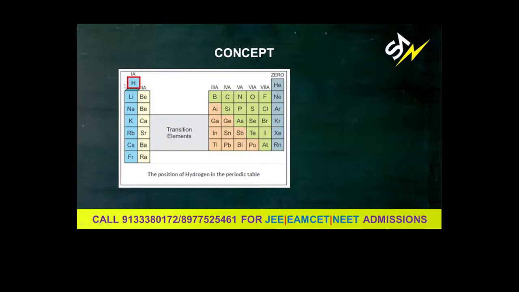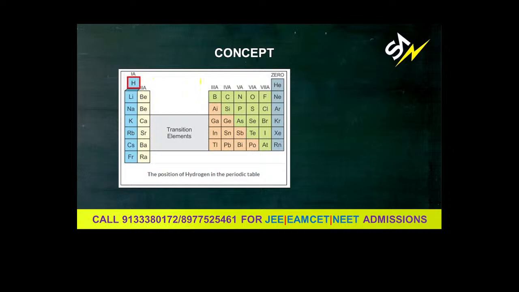So we say hydrogen has similarities with metals like alkali metals. And what about non-metals? With non-metals, the 17th group elements. These are the 17th group elements: fluorine, chlorine, bromine, iodine. And this is the first group, called alkali metals. So what are the alkali metals? Lithium, sodium, potassium, rubidium, cesium, francium.